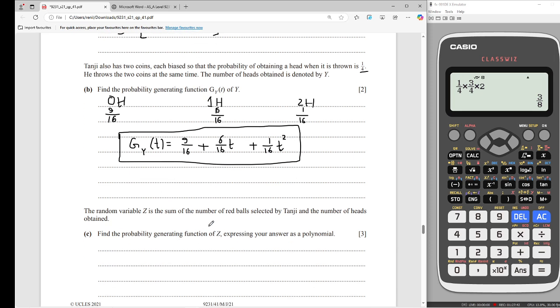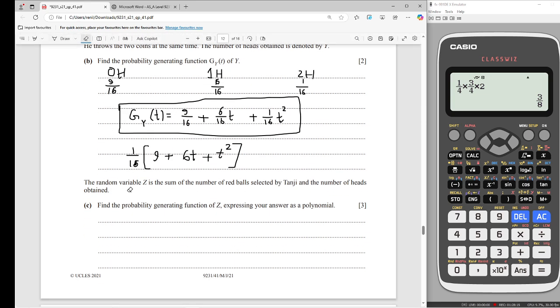But the next question would require us to multiply our two polynomials, so let's factorize. So we can get 1/16 factorized here. Factorizing 1/16, we get 9 plus 6t plus t squared. So let's just verify if our factorization is right. In this case it looks like it's good. Yeah, this is the factorization. Let me just make this a bit clearer.